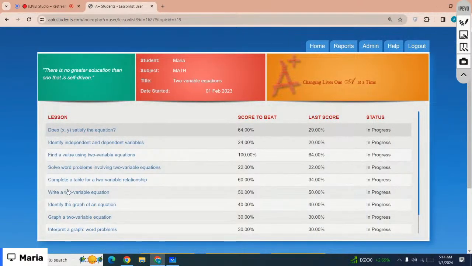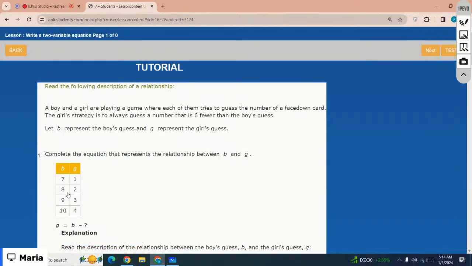The next lesson is write a two variable equation. Now you are given a table of values and a description. You have to read and complete the equation, right? A boy and a girl are playing a game where each of them tries to guess a number of a face down card. The girl's strategy is to always guess a number that is six fewer than the boy's guess. Complete the equation that represents the relationship between B and G.